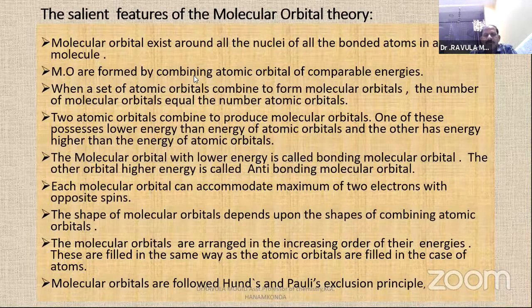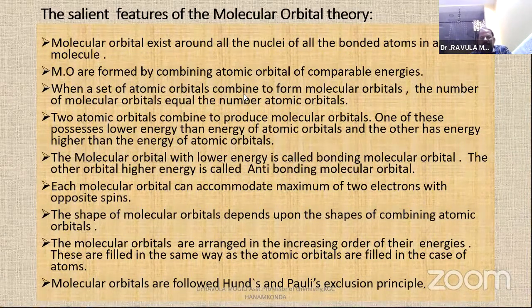Molecular orbitals are formed by combining atomic orbitals of comparable energies. These are very, very important. Atomic orbitals that have similar energies are combined to form a molecular orbital. Different energies of atomic orbitals cannot combine. This point is very, very important. So atomic orbitals of similar energy are combined, but not atomic orbitals of different energies.